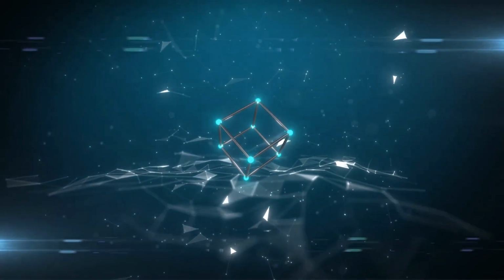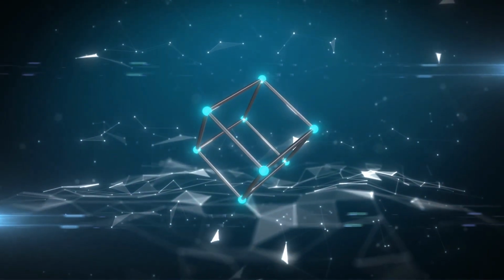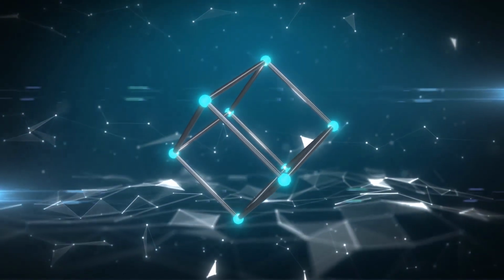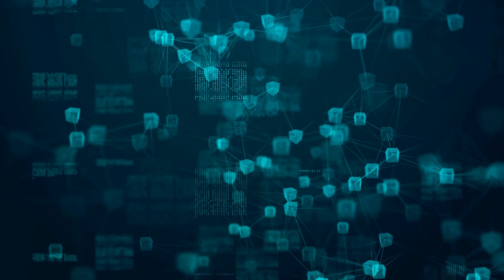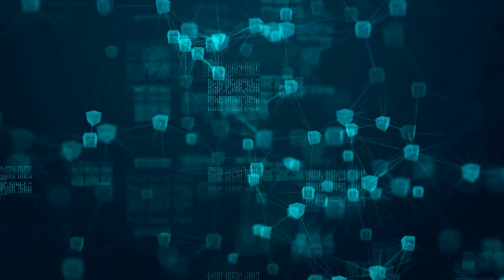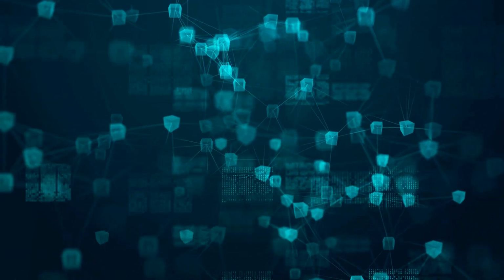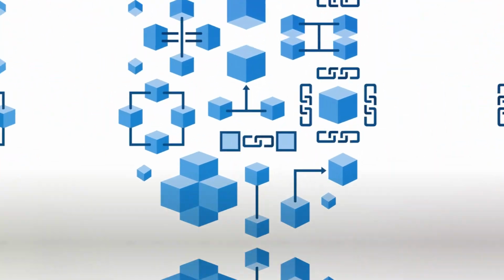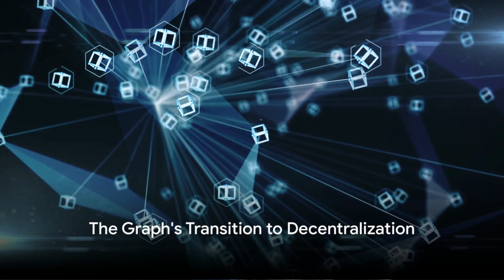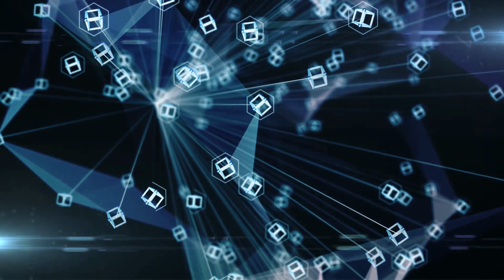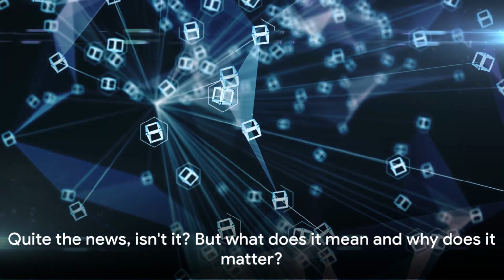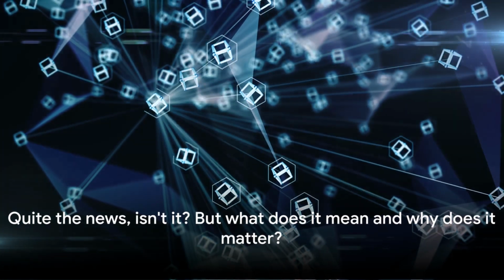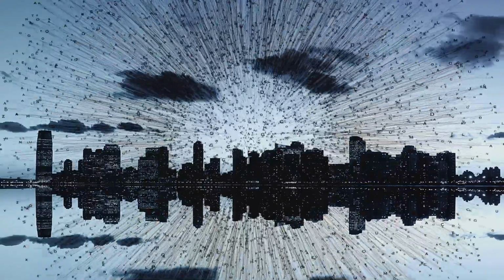This is where services like The Graph come in, acting as intermediaries that bridge the gap between raw data and usable information. But here's the twist. The Graph has recently made a significant change in how it operates, moving towards a more decentralized system. The Graph, often referred to as the Google of blockchains, has announced the sunsetting of its centralized hosted service. Quite the news, isn't it? But what does it mean and why does it matter?